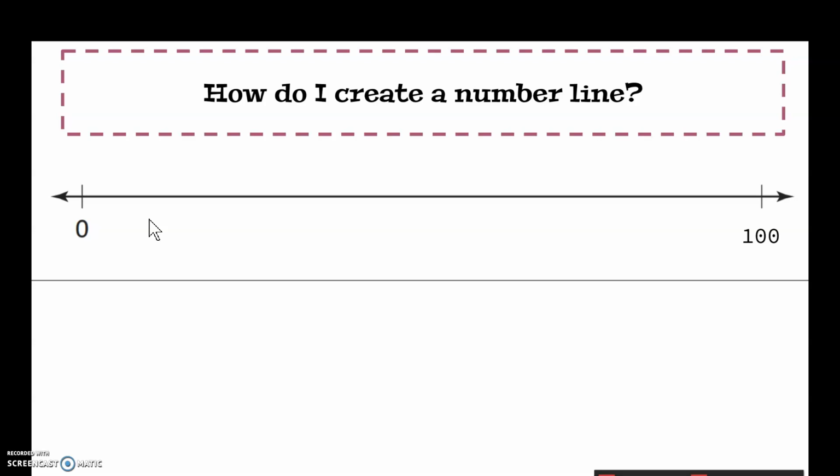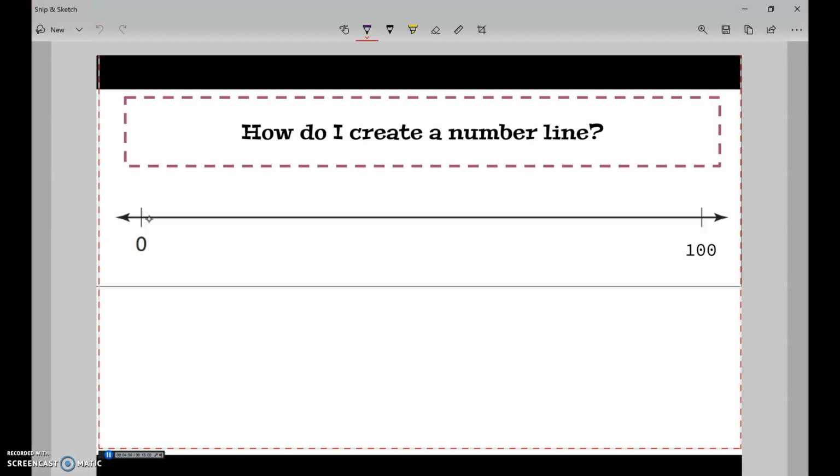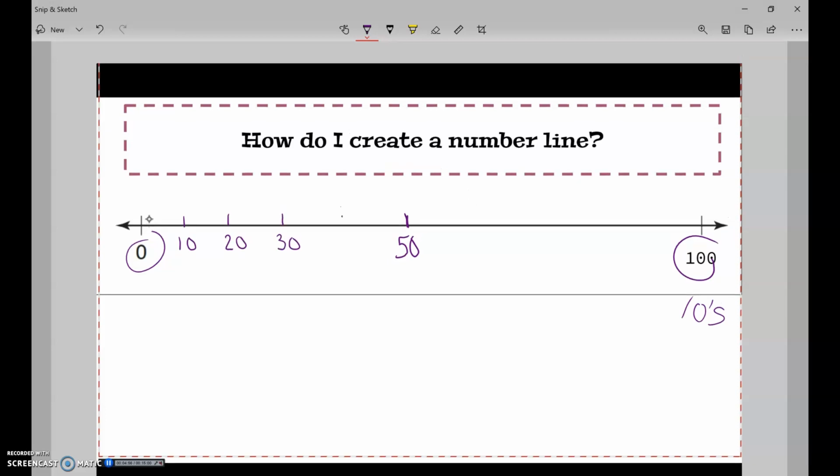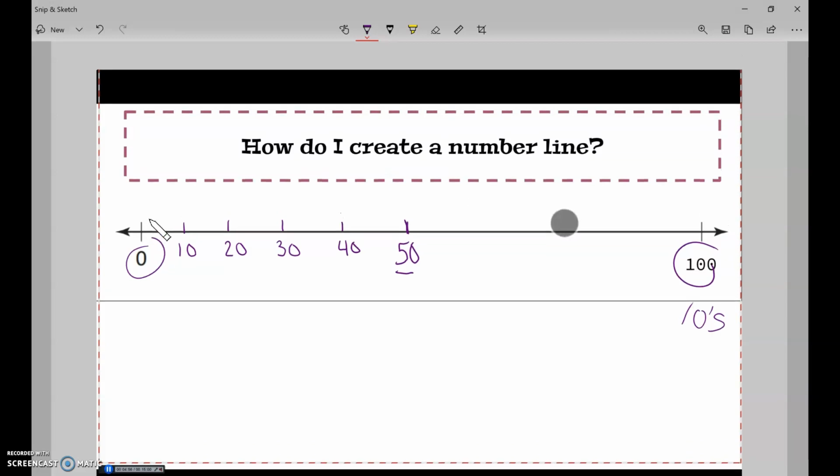So I usually, if I'm doing something like this, I'm doing from 0 to 100. I need to count by tens. I could put my midpoint, which has to be 50. Now I'm going to put my tens. I'm going to probably put my finger, so 10, 20, 30, 40. I already have 50. Now, I'm getting pretty good. The more you practice, the better you are at creating your number lines.